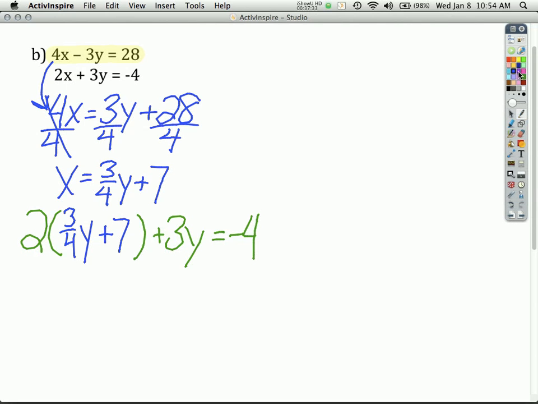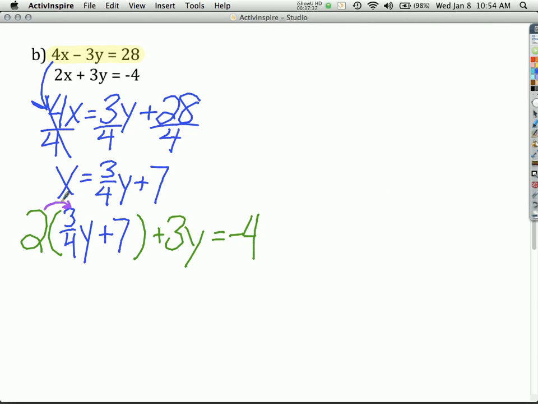So Sebastian had helped us before. Distribute, distribute. So I'm not getting stuck on fractions. We're not going to sit here debating this for a while. This becomes 3/2 y plus 14 plus 3y equals -4.